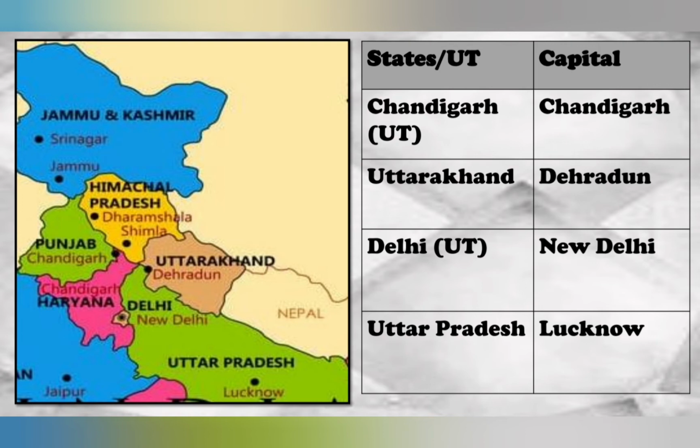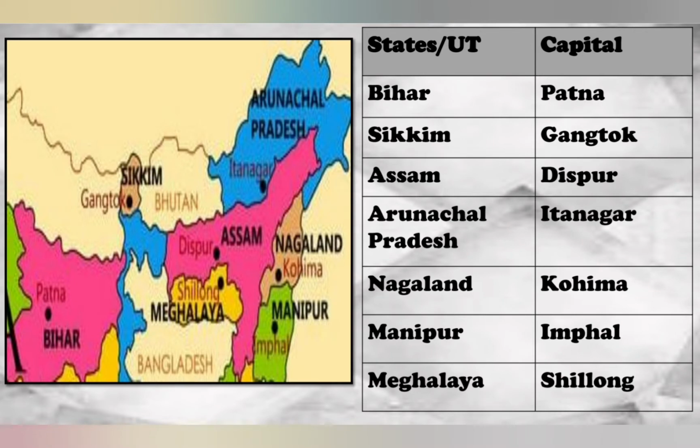Now, as we move towards the east, we have Bihar, its capital is Patna. Next, Sikkim, its capital is Gangtok. Next, Assam, its capital is Dispur. Next, Arunachal Pradesh, its capital is Itanagar. Next, Nagaland, its capital is Kohima.